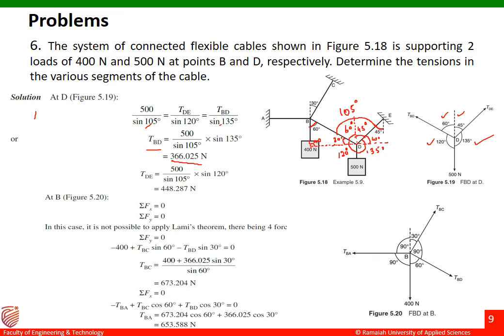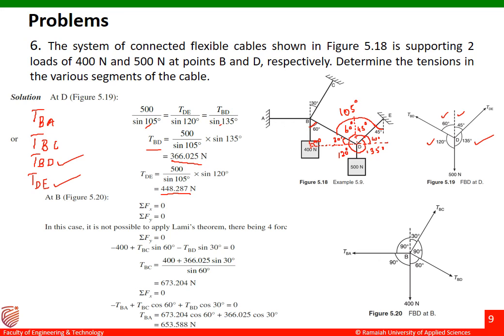So what do we have to find out? Let me write here TBA, TBC, TBD and TDE. Now we found out the answer for TBD, so let us find out the answer for TDE. TDE is found with the formula 500 divided by sine 105 degrees into sine 120 degrees. We are going to get the answer for TDE as 448.287 Newton. So we got the answer for TDE.